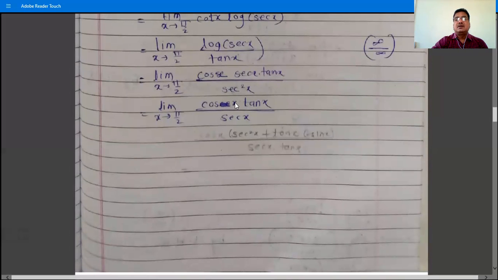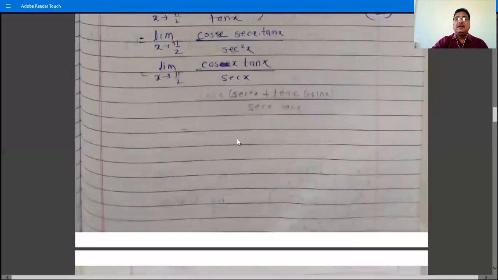Simplify this. Write this: cosec x means 1 by sin x, sec x means 1 by cos x. Here cos x, tan x means sin x by cos x. Here sin x gets cancelled, and therefore we have sin x by sec x. In this way, solve the remaining example.